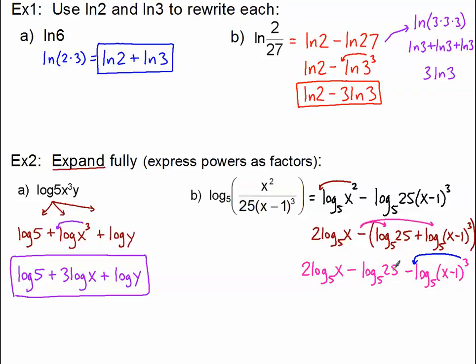Log base 5 of 25. Do you know what log base 5 of 25 is equal to? Sure, I do. That's something that can simplify. The log base 5 of 25 is 2. So this is going to simplify to become a 2. You don't want to leave log base 5 of 25 in your work.